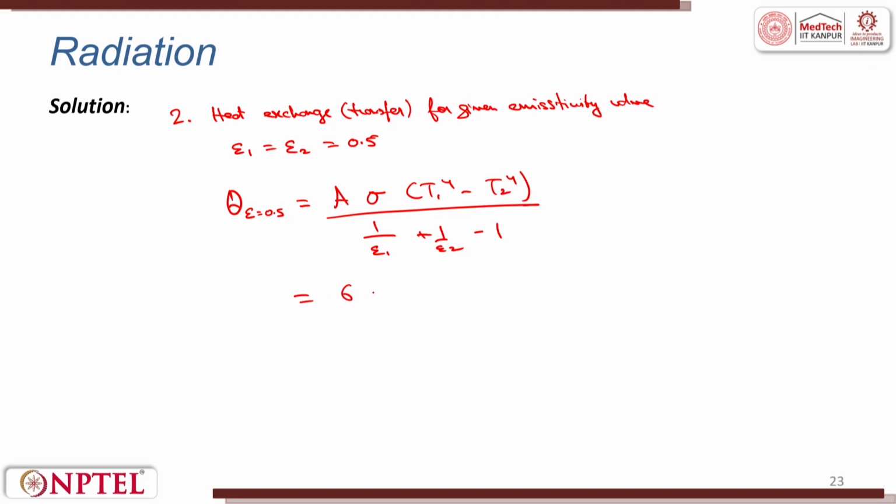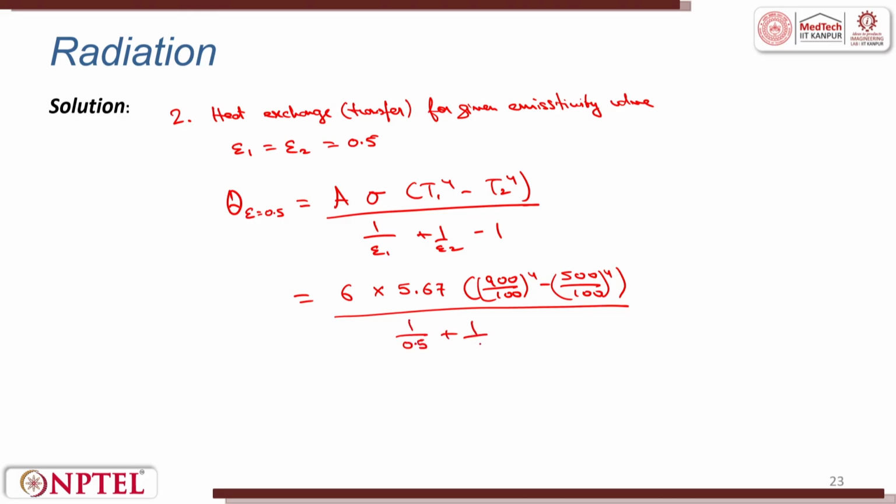Putting the values, area is 6. This also I will simplify like the previous way: 5.67 into 900 by 100 power 4 minus 500 by 100 power 4, by 1 by 0.5 plus 1 by 0.5 minus 1. This value turns out to be 67.3 kilowatts approximately.